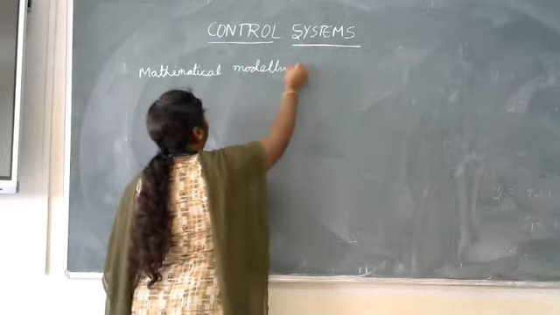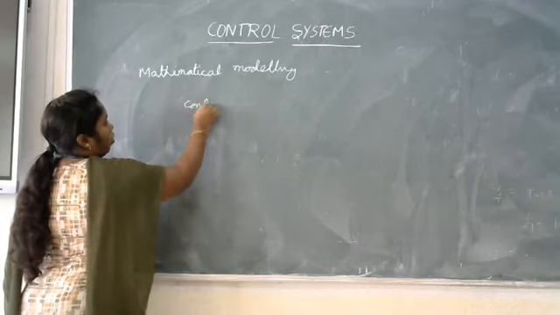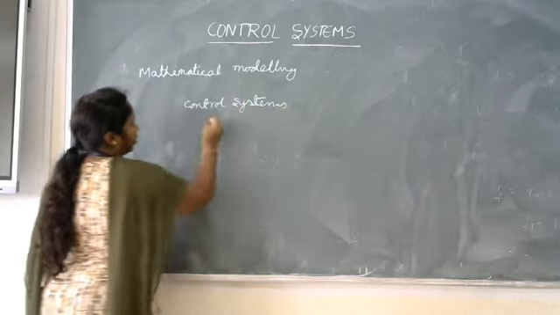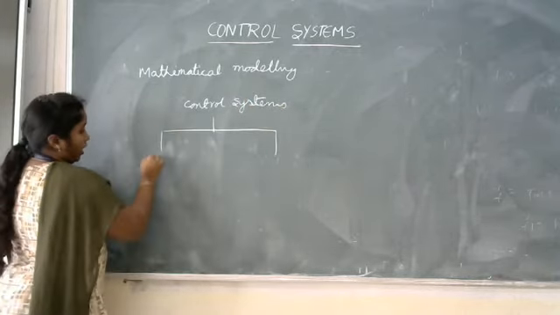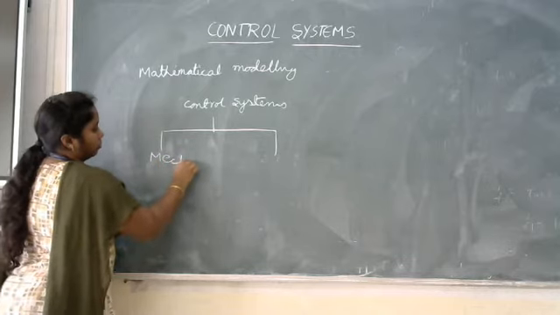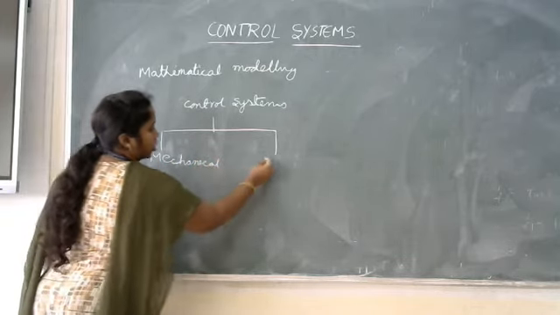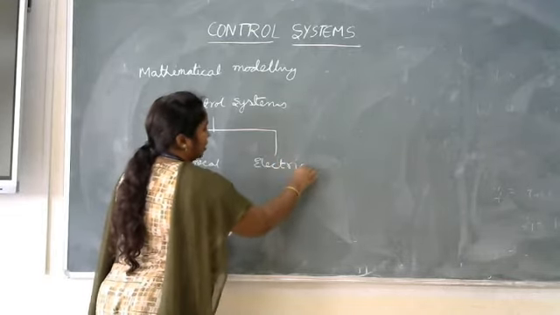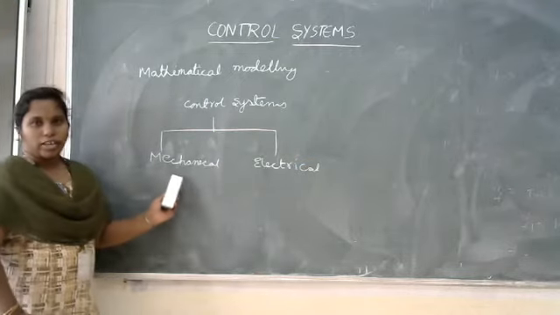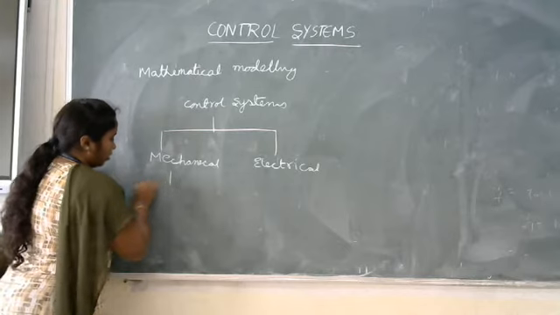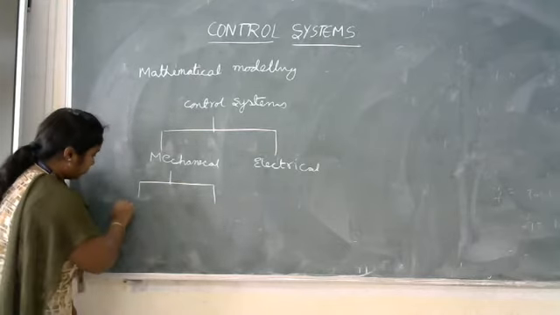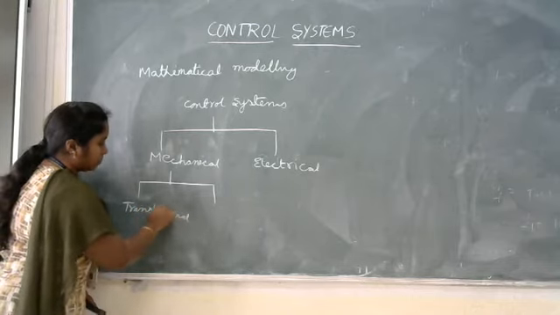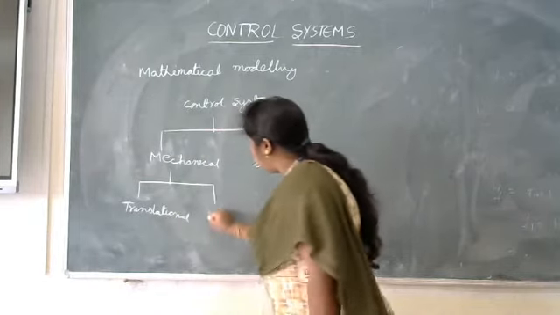Here I am explaining that control systems are classified into two types to determine this mathematical model. That means those are classified into mechanical systems and electrical systems. First one is mechanical and second one is electrical. Again, in the mechanical system, the control systems are classified into two types: the first one is translational system and the second one is rotational system.